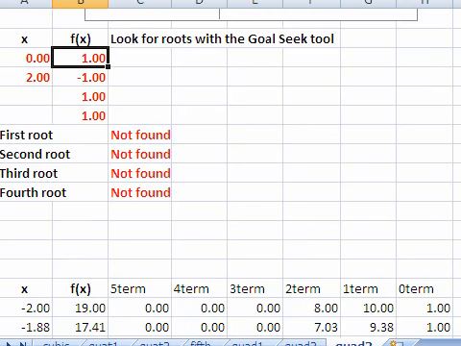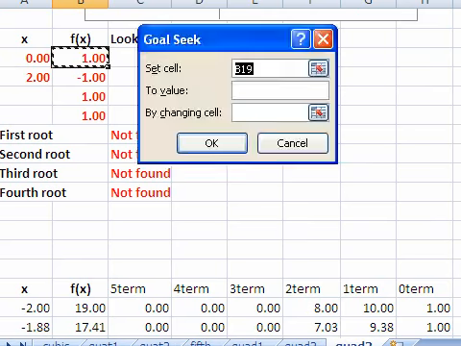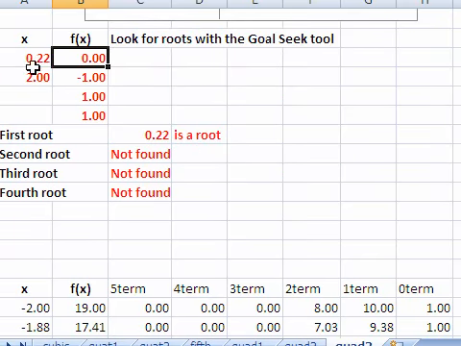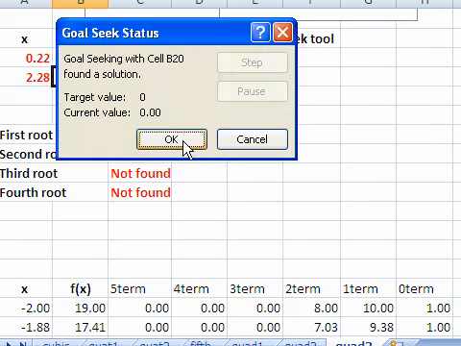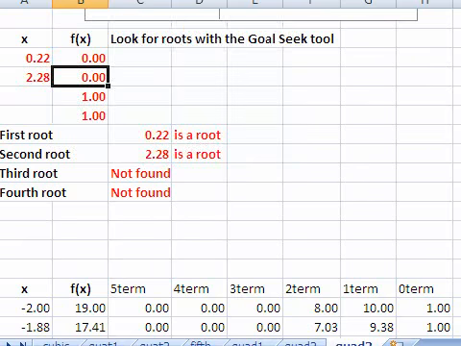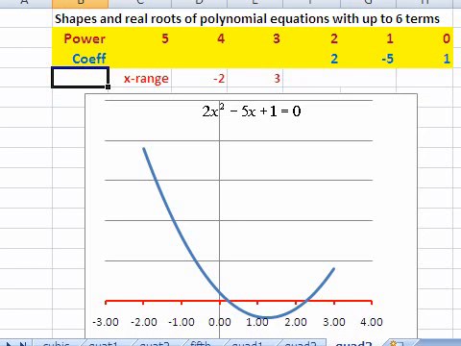So let's start with this guy here and goal seek. Set f of x to 0 by changing this x over here, and 0.22 is a root. Let's check this number here. Goal seek. I set f of x to 0 by changing x. And 2.28 is a root. So there are two roots to this quadratic equation, and we have found them using Excel. So to solve any polynomial or quadratic equation, all you need is Excel.